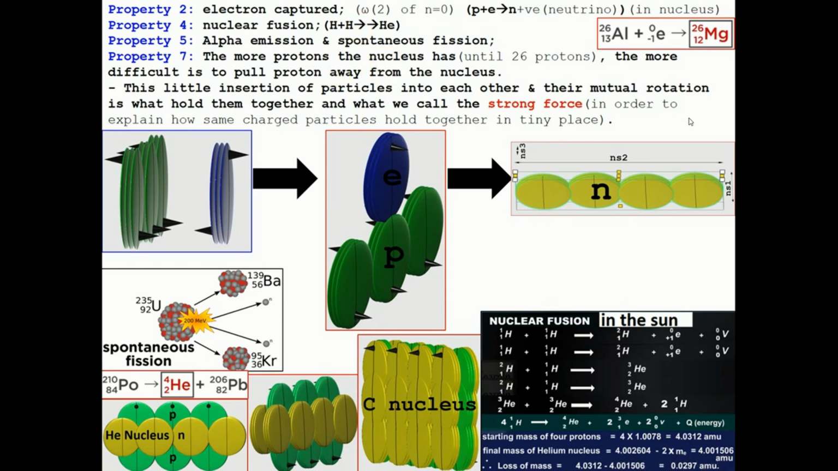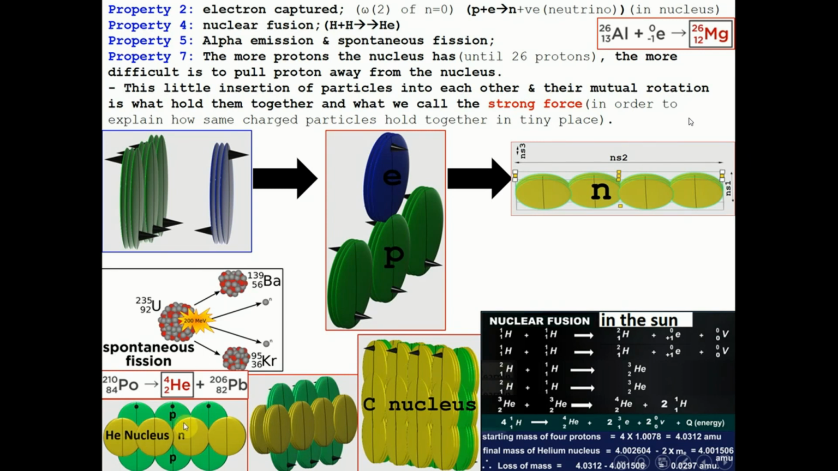By this mechanism, the nucleus can become bigger and bigger. When the nucleus has more than 26 protons, its rotation will be very close to a rotation about an intermediate axis, and therefore it will not be stable, and it can break apart with a process that we call spontaneous fission into two smaller nuclei. It can also emit an alpha particle, which is a He nucleus.